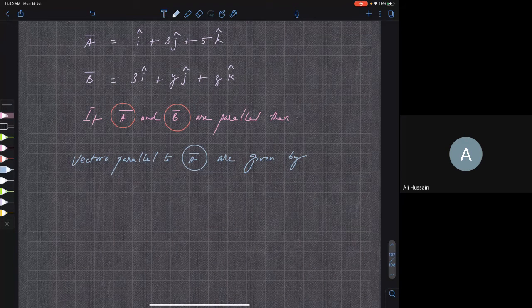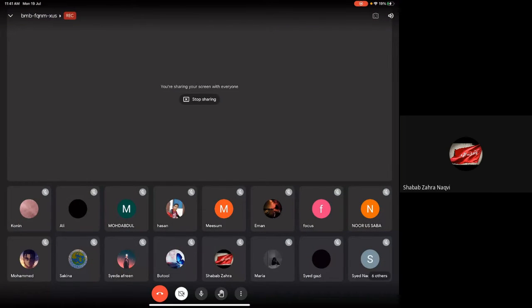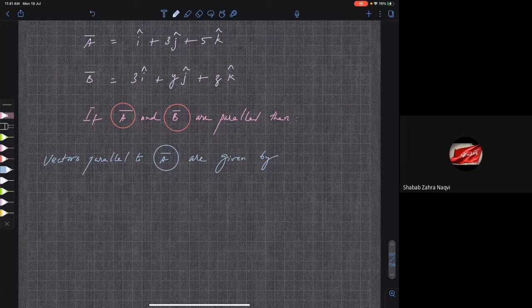Tell me. How are vectors parallel to A bar given? Tell me quickly. Anyone? Can you hear me? Yes. Haan, tell me how to get a vector parallel to A bar.